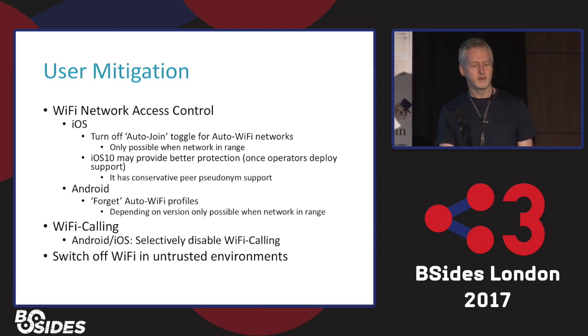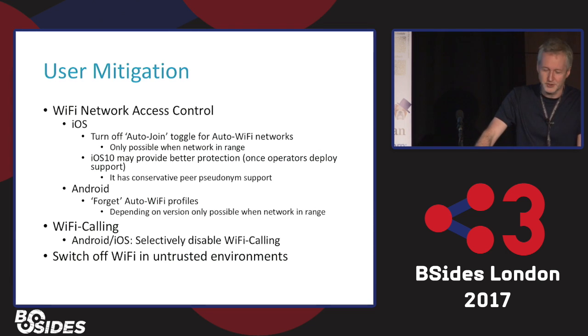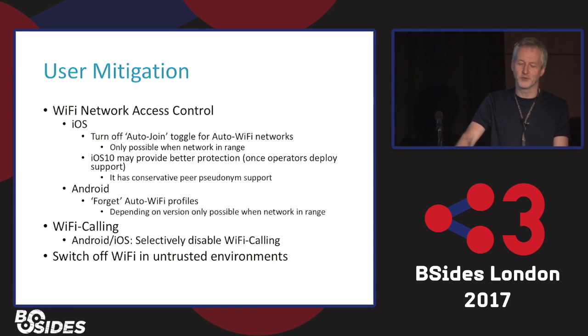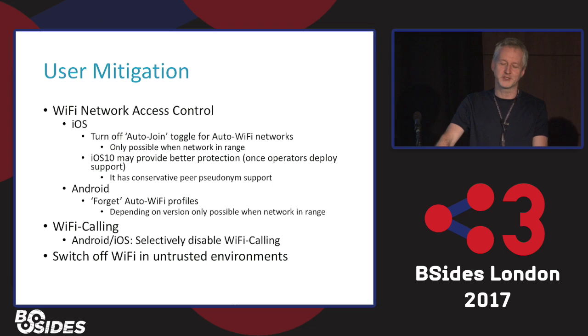You've got Wi-Fi network access control. You can turn off the auto-join stuff for auto Wi-Fi networks, but only when the network's in range. So you've got to wait till one pops up and then quickly turn it off. And in theory, you've got conservative peer, but then in Android, you can forget the network as well.